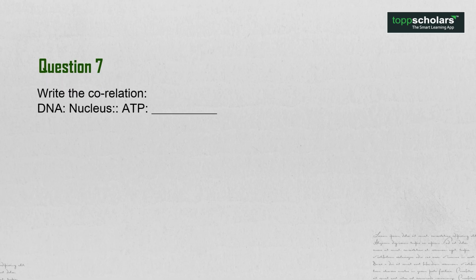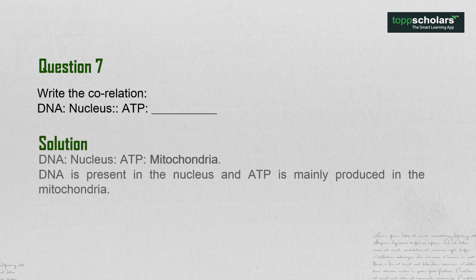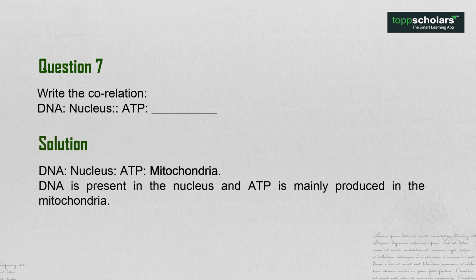Question 7. Write the correlation: DNA, nucleus; ATP, dash. The correct answer is DNA, nucleus; ATP, mitochondria. Explanation: DNA is present in the nucleus and ATP is mainly produced in the mitochondria.